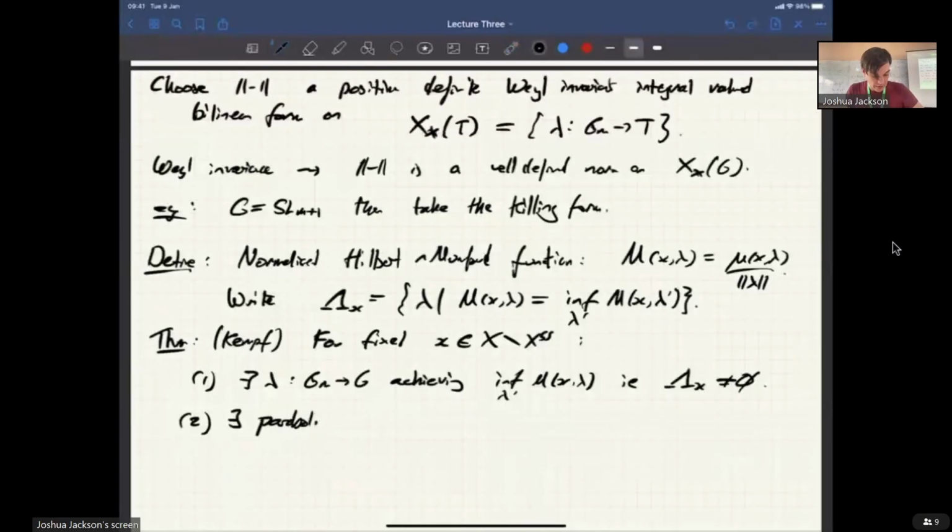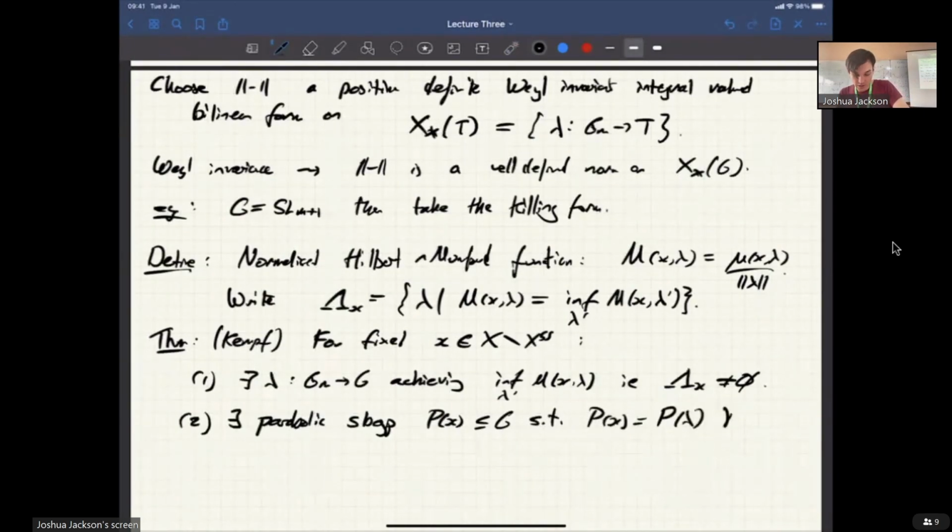So there exists this parabolic subgroup, depending on X, which lives inside G, such that P of X is equal to P lambda for any lambda which is a worst one-parameter subgroup for X. So this notation here means, well, let me write down what it is in a second. And then the third condition is really the uniqueness statement.